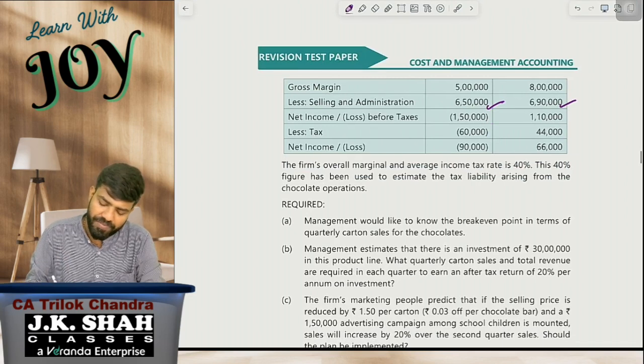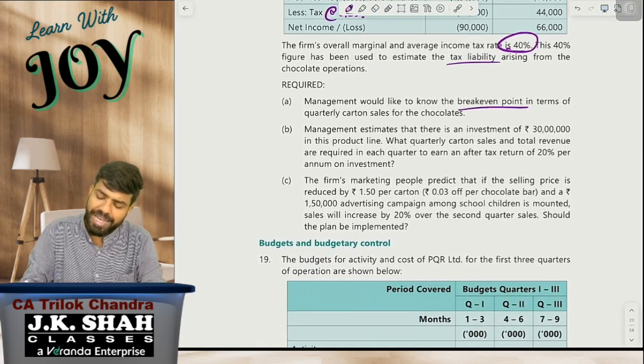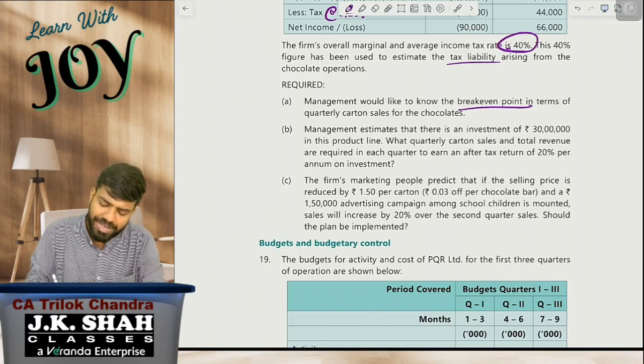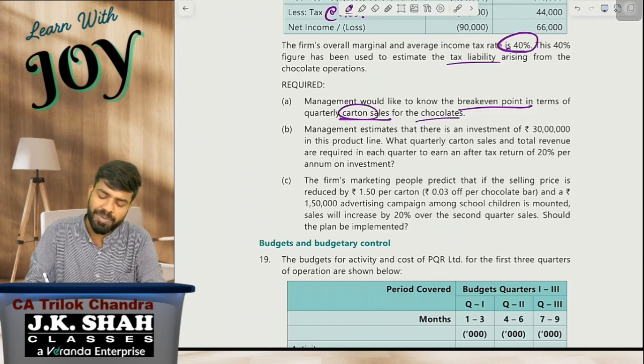Now, the firm's overall marginal and average income tax rate is 40%. This 40% figure has been used to estimate the tax liability arising from the chocolate operation. That's fine. Required: management would like to know the break-even point in terms of quarterly sales for the chocolates. They want to know the units.